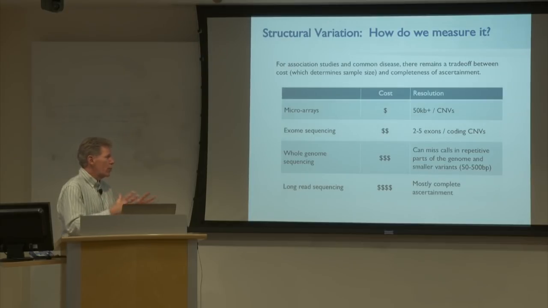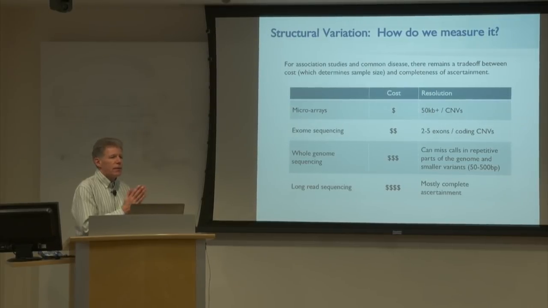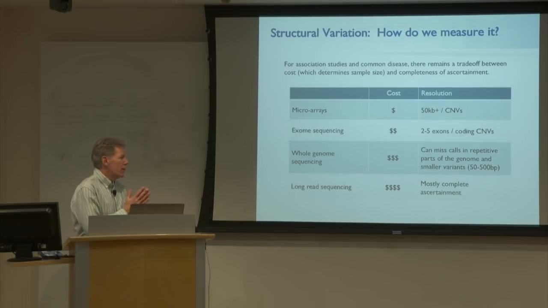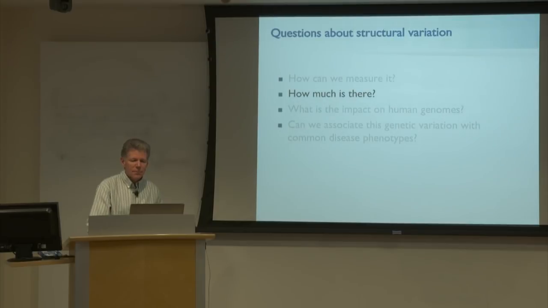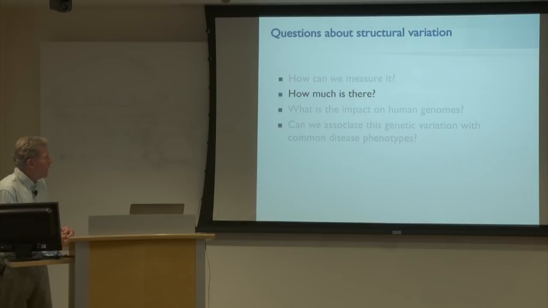There's whole genome sequencing, where you can get an awful lot of the genome, although you do miss calls in repetitive parts of the genome. And short read sequencing has difficulty calling small variants, especially in this 50 to 500 base pair range, because there's just not enough sequence data to get those smaller variants. Longer variants are actually easier to call because you have more data and more information about them. And then there's long read sequencing, which is still relatively expensive, but you get much more complete ascertainment. So that's the ways we look at measuring structural variation today.